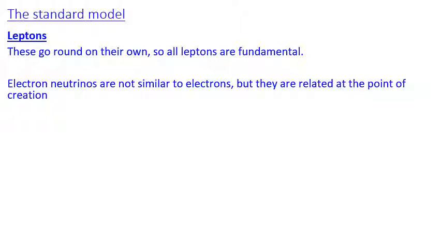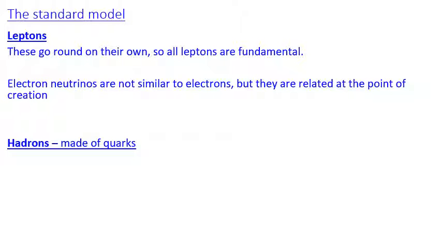Some students occasionally get muddled up and think an electron neutrino is like an electron. It isn't. It's just that when we create an electron or a muon, there is usually some form of neutrino created as well of the same type.